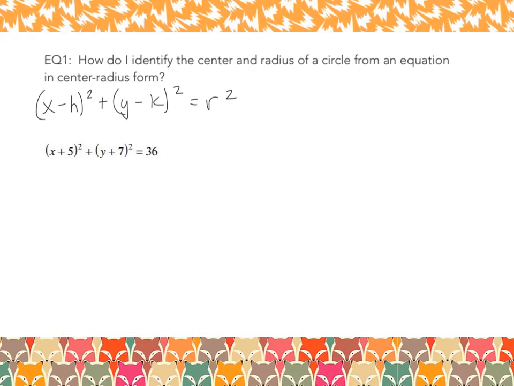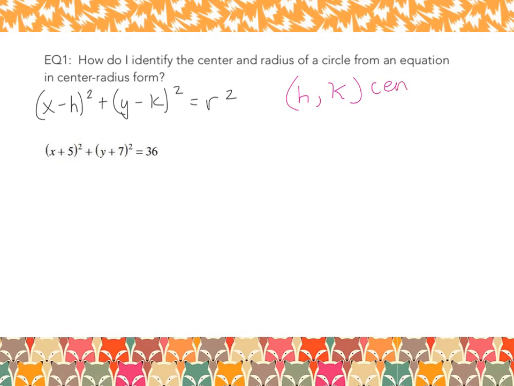Our first essential question is how to identify the center and radius of a circle from an equation in center-radius form. So you already watched a video on deriving this form of the equation from the Pythagorean theorem. So when we see this equation, we need to keep in mind that the center of the circle is going to be marked by the points h, k. So think of h, k as an ordered pair, where h is the x-coordinate, k is the y-coordinate. And we said that this is going to be the center of our circle.